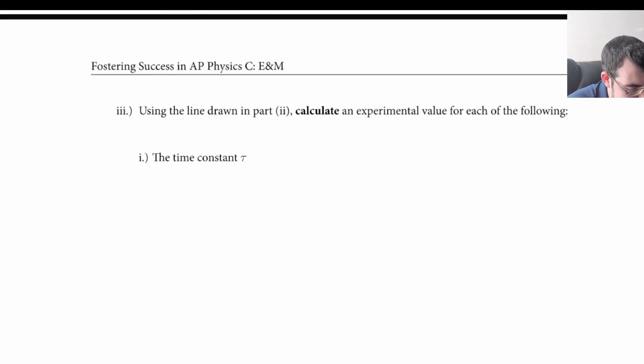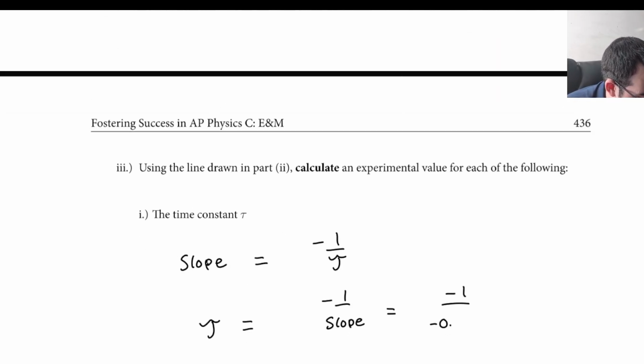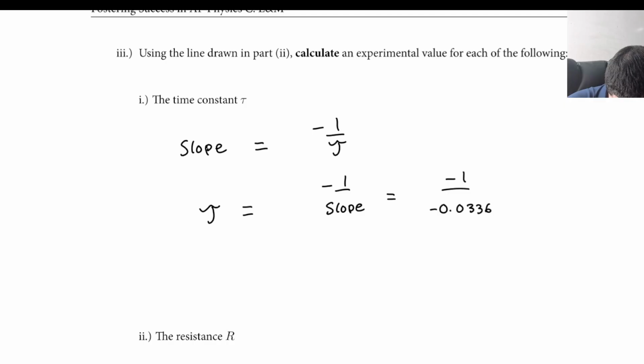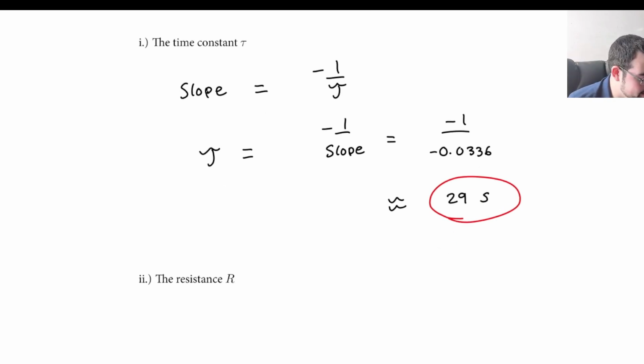Calculate the time constants. Well, we said that the slope of our best fit line was -1 over the time constant. So this means that our time constant tau is just -1 over the slope, which is -1 over negative 0.0336, which is roughly 29 seconds. And again, the unit of time constant is seconds. So this means it roughly took about 29 seconds for this capacitor to halfway discharge or halfway charge, whatever we want.